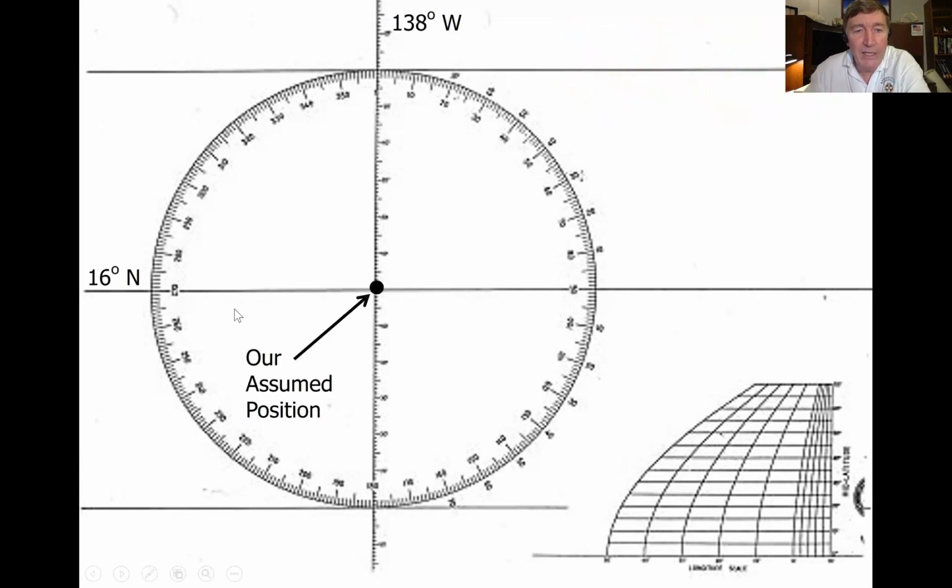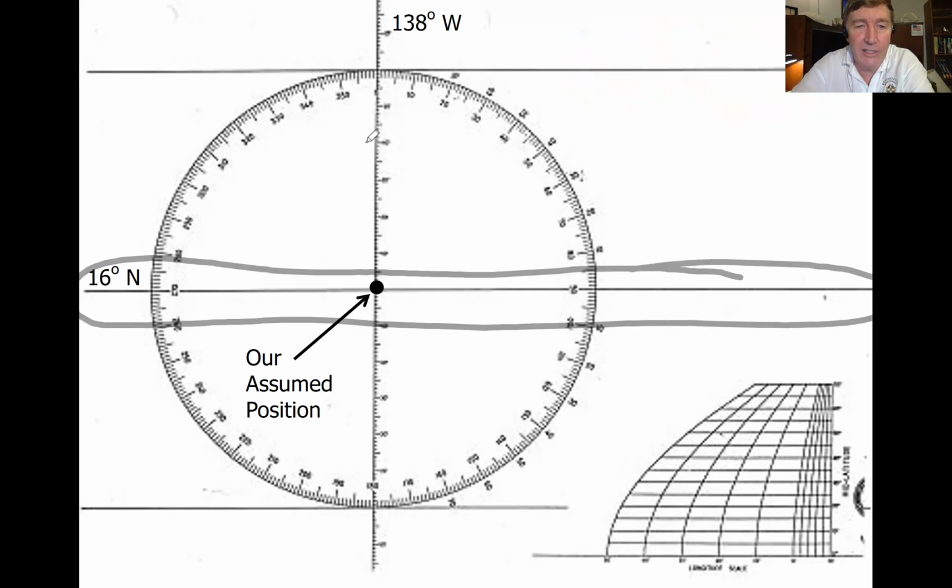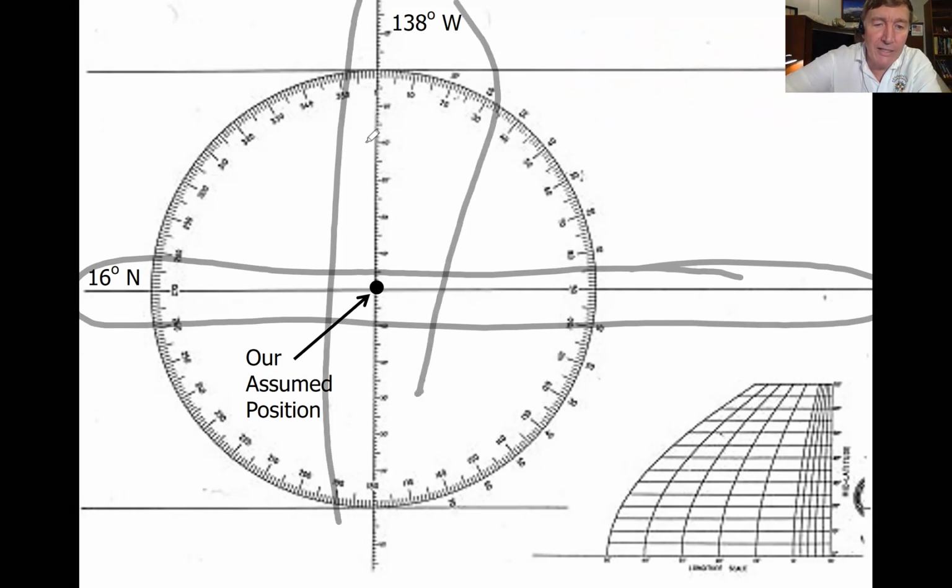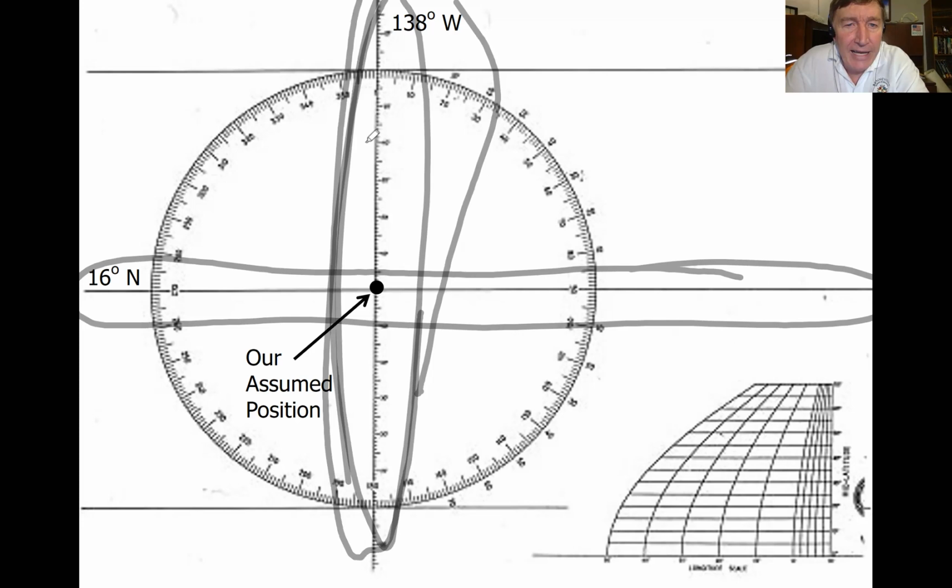First thing we're going to do is take our assumed position and plot that. We're going to put a dot right in this position here at the X-ray. Our assumed latitude was 16 degrees north, so we have just defined that this line right here is 16 degrees north. And our assumed longitude was 138 degrees west, so this line right here is now defined as 138 degrees west.